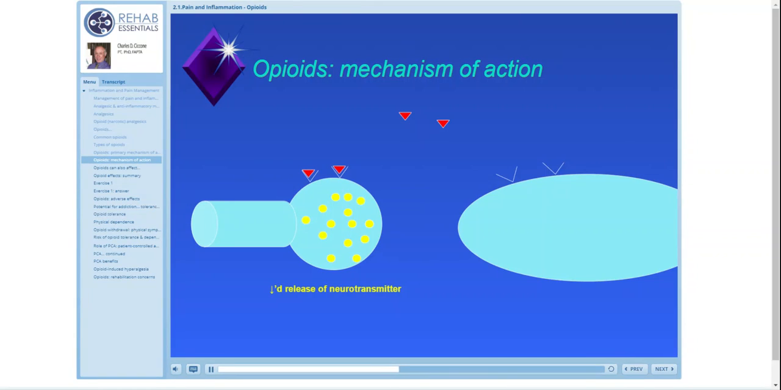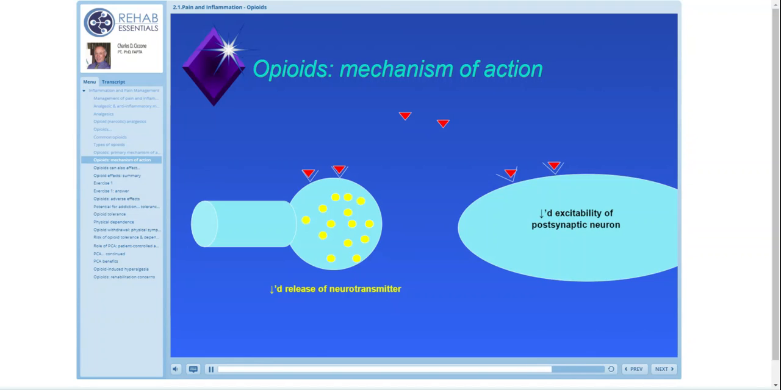If less calcium enters, less vesicles bind, so less transmitter is released. At the same time, some of the drug binds to the receptors on the postsynaptic neuron, and either opens potassium channels or opens chloride channels. In either case, this decreases the ability of the postsynaptic neuron to reach threshold. So this decrease in excitability again makes it less likely that the postsynaptic neuron is going to reach an action potential and continue the pain impulse upwards towards the cortex.